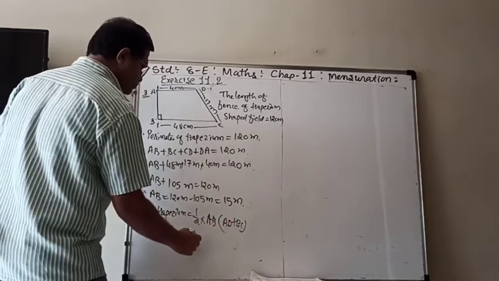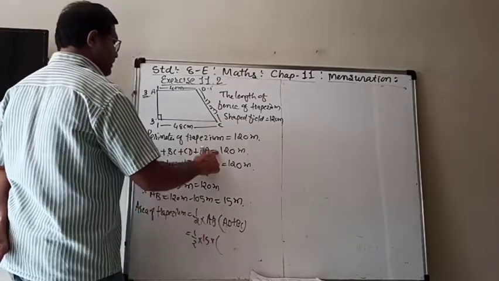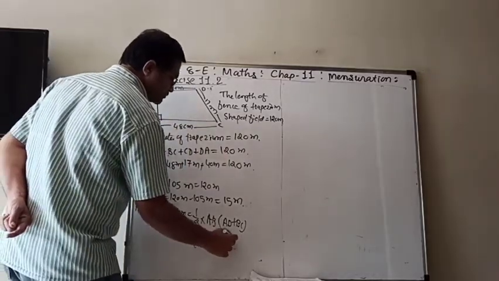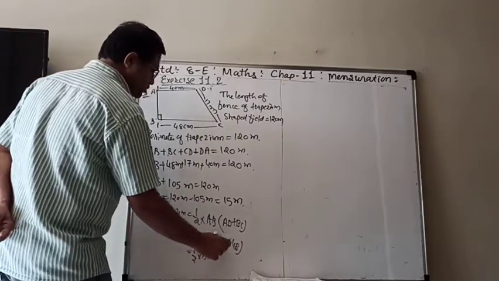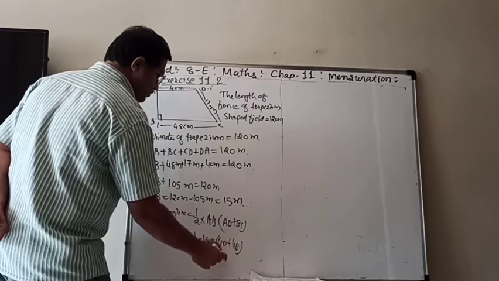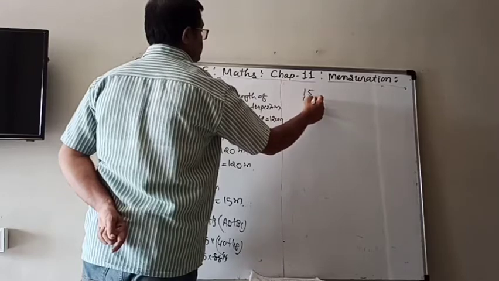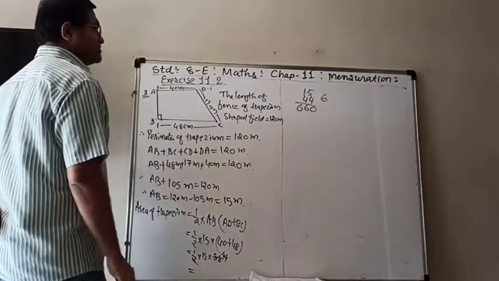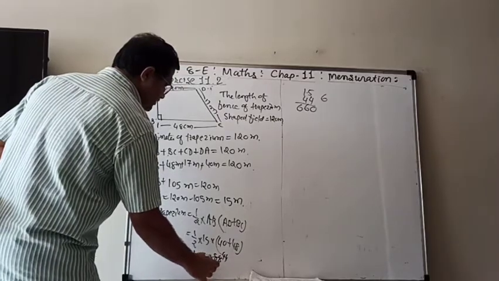So area is equal to 1 by 2 into AB, we found out 15, into bracket AD plus BC, which is 40 plus 48. There is 1 by 2 into 15 into 88. Half of 88 is 44, so now we have to multiply 44 by 15. So it is 660 meters square. So that is the area of this.